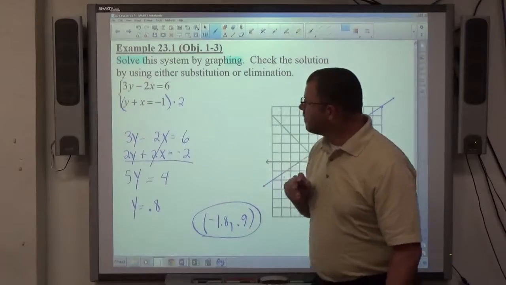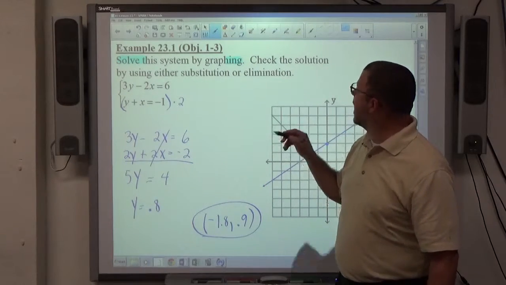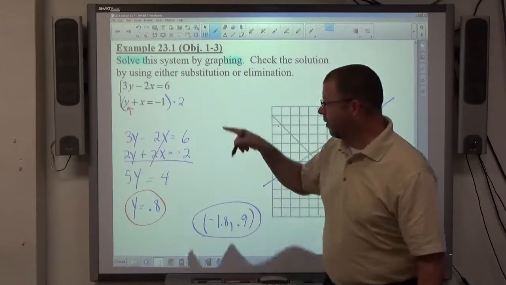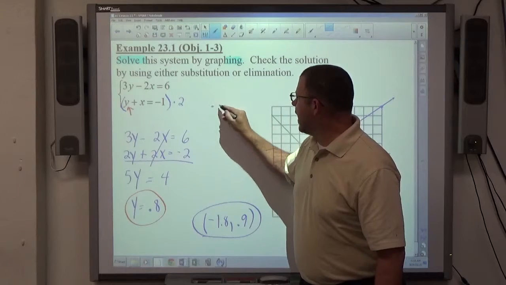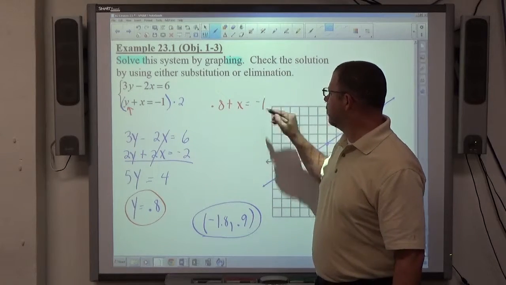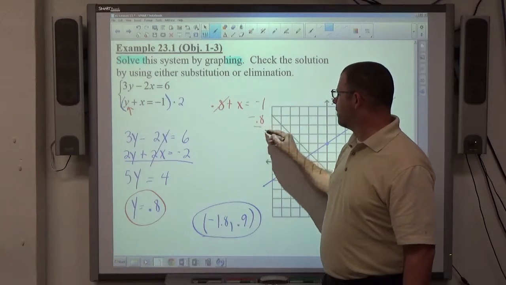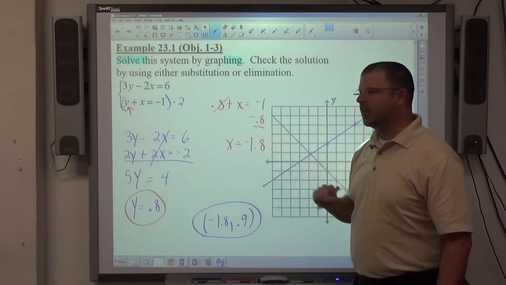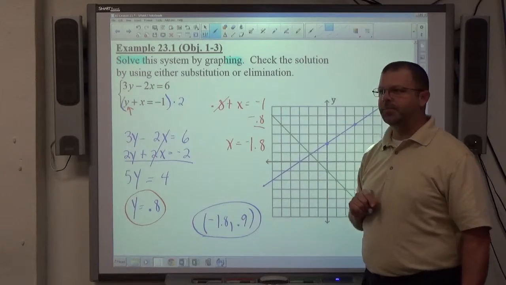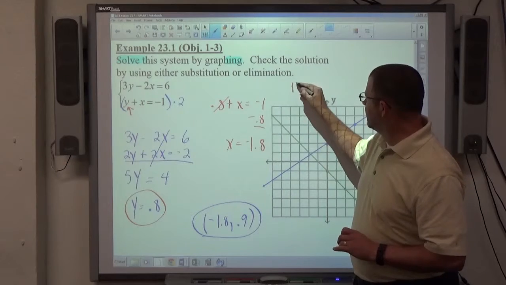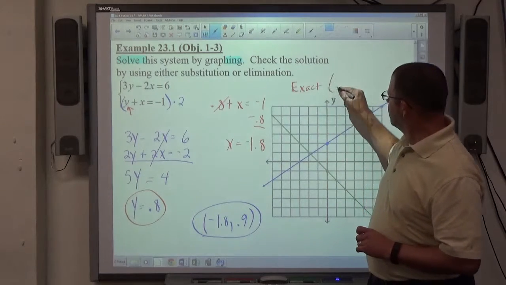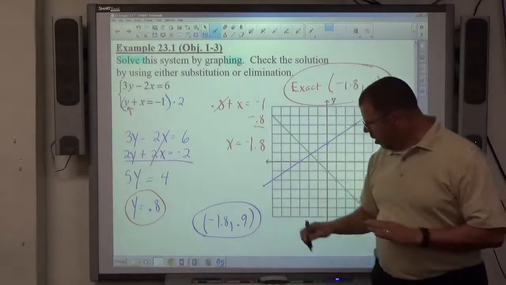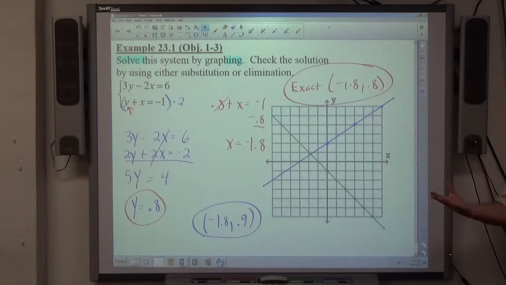So y equals 0.8. Then, to find x, I've got to go back. I take this answer and replace that in one of the equations up here. I'm going to put it right there where y is. So 0.8 plus x equals negative 1. Subtract 0.8 over here. These have the same sign, so I add them together, and they're both negative, so it's negative. Notice the x answer is exactly right. So the exact right answer is that. So when it asks you to solve by graphing, that's what I'm expecting to see on your paper.